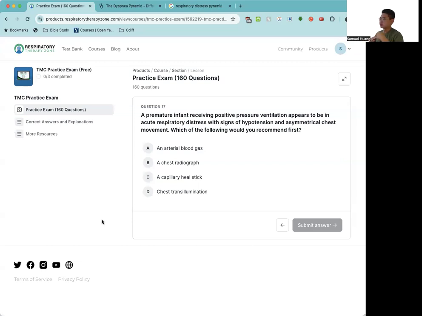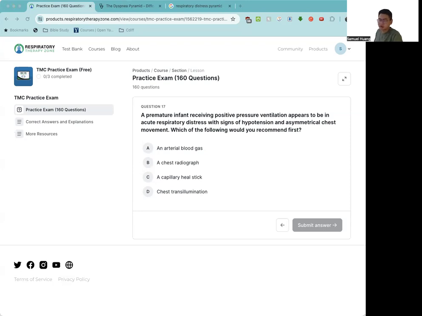So, infant positive pressure ventilation. Infants, why would they be on a ventilator? Maybe ARDS, neonatal respiratory distress syndrome. Asymmetrical chest movement. That sounds like flail chest or diaphragmatic hernia. Hypotension. That's not good. They're already intubated. Asymmetrical chest rise. Maybe you can get a chest x-ray to see what's happening.